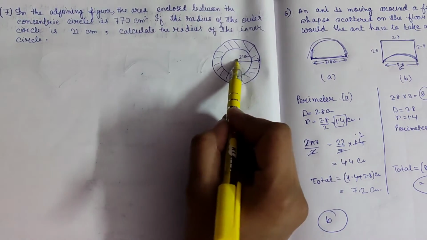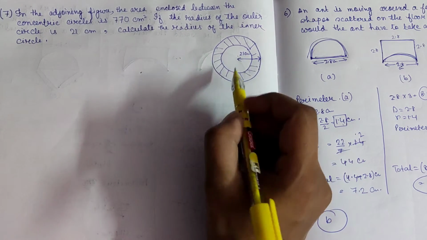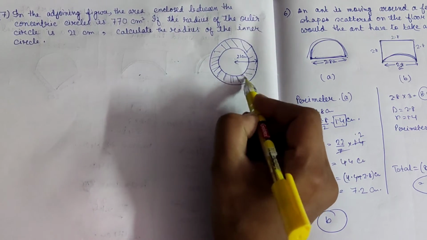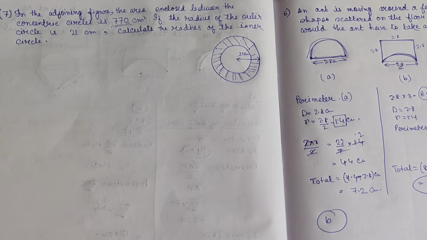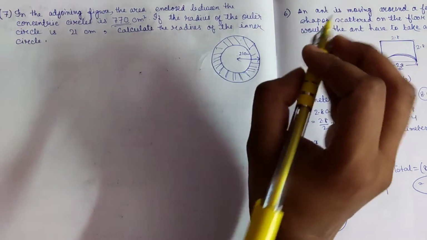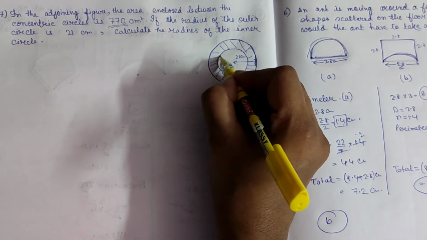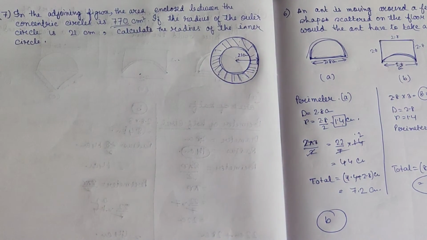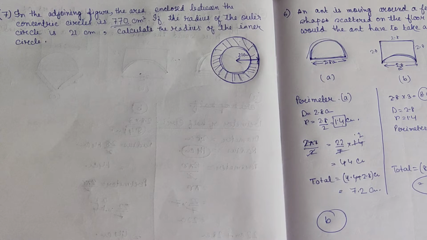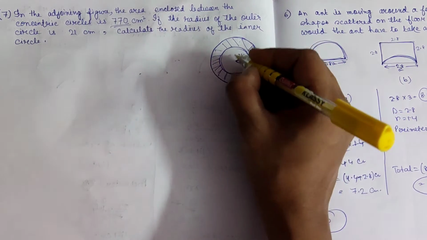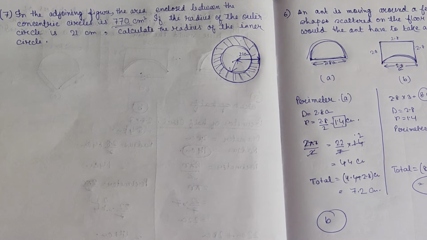Number 7. In the adjoining figure, the area enclosed, which area? Between the concentric circles, this shaded part. The area of this shaded part is given as 770 centimeter square. If the radius of the outer circle, there are two circles, can you see? This is my outer circle and inside there is the other circle, which is the inner circle. The radius of the outer circle is given as 21 centimeter. We have to calculate the radius of this inner circle. We need to find out.